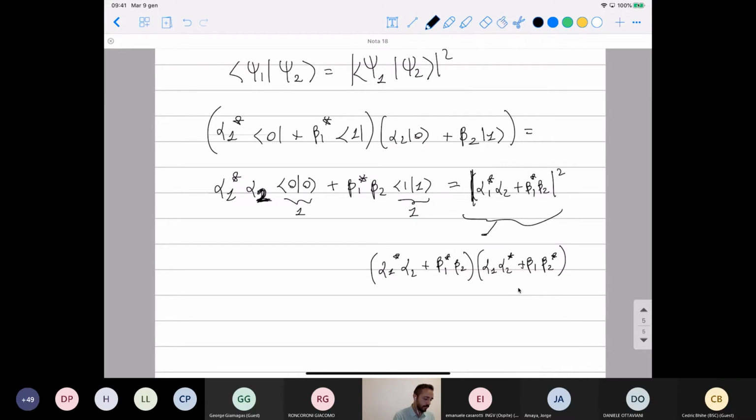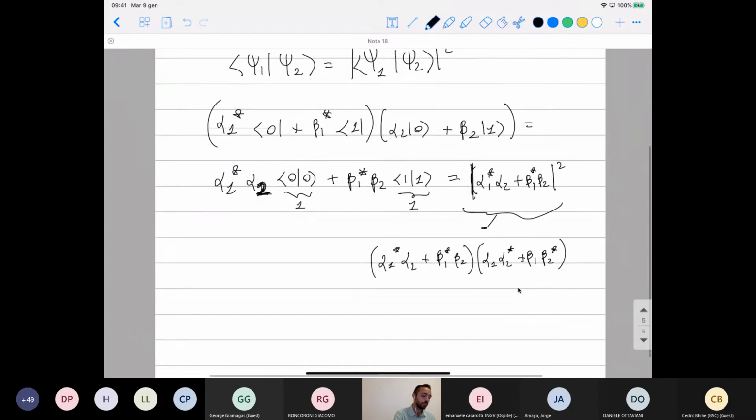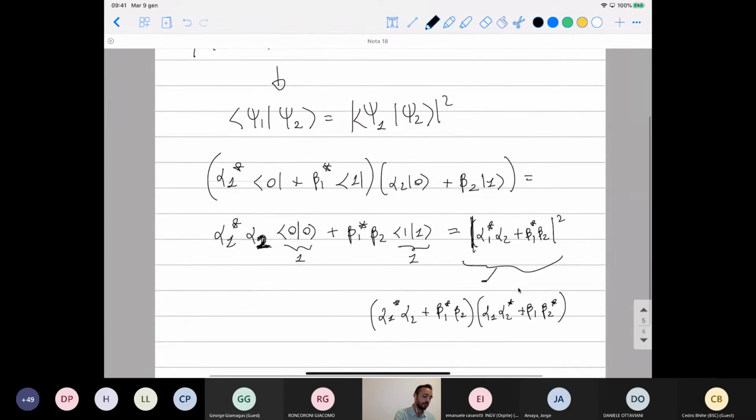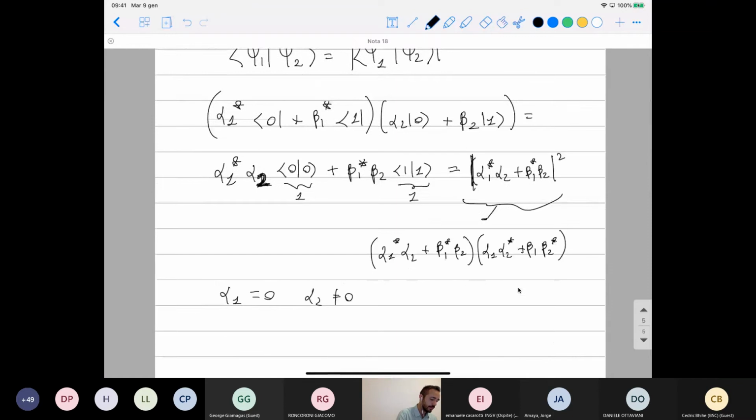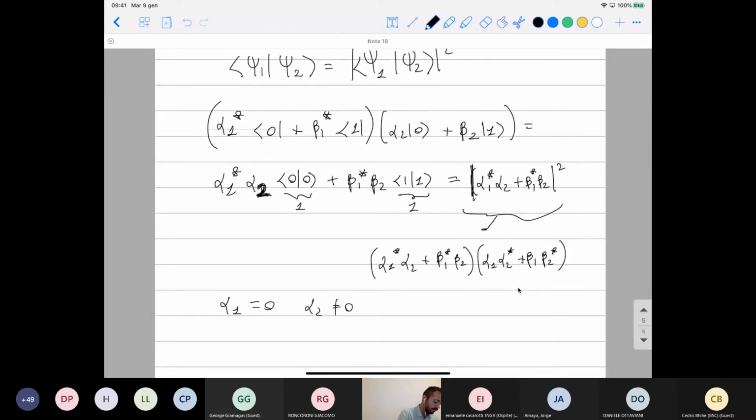So if you look at this, okay, maybe this is not the best way of doing this, but I think that what you get at the end is that this equation holds only when alpha 1 is equal to 0 and alpha 2 is different from 0, for example, or when alpha 1, beta 1 is equal to 1 and beta 2 is equal to 0. So something like this, I think.